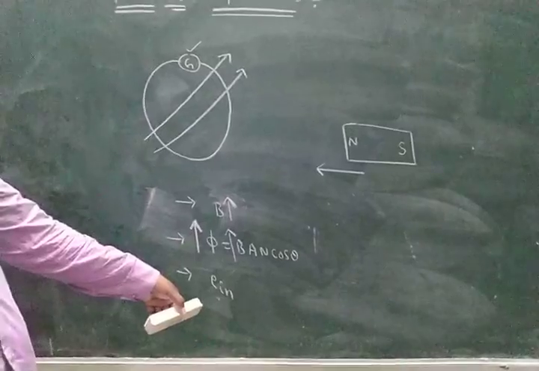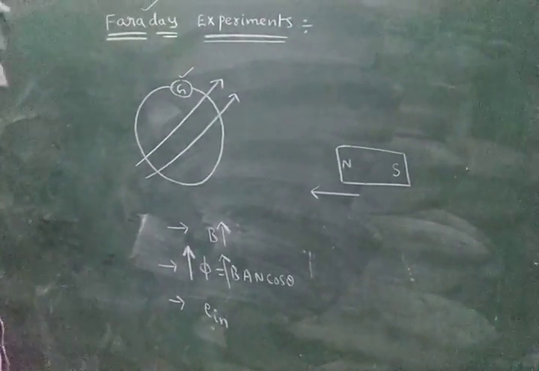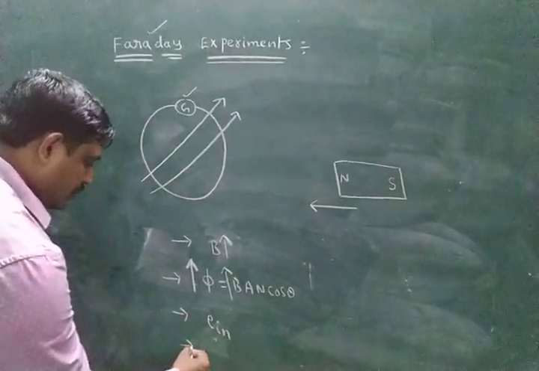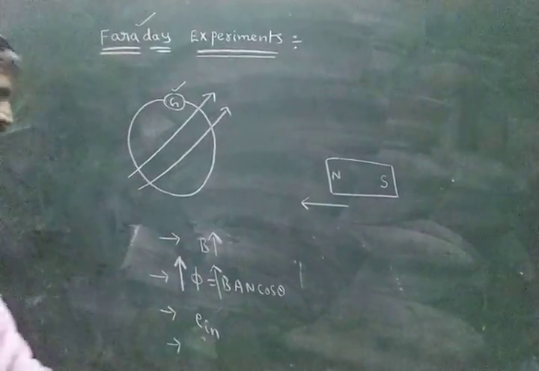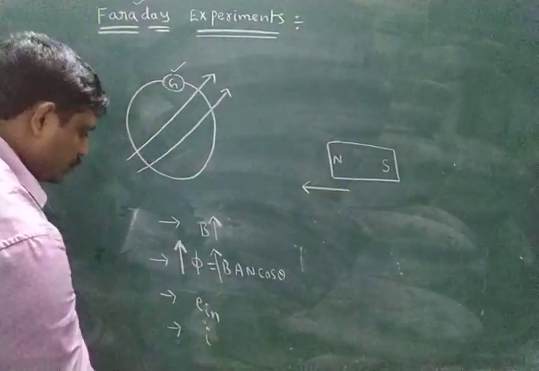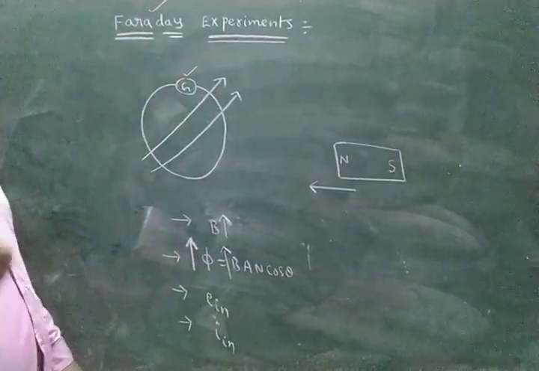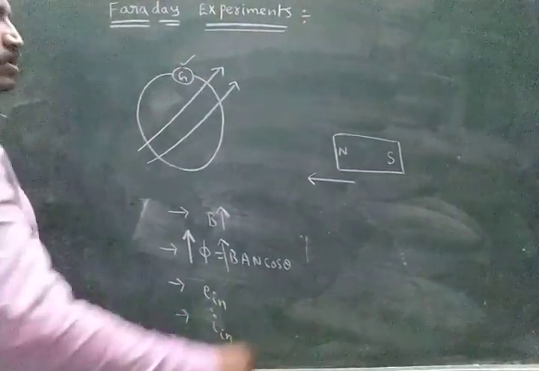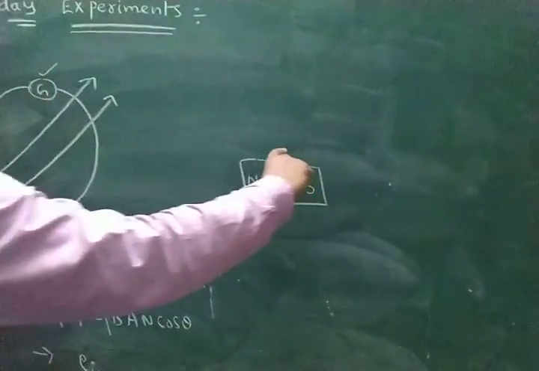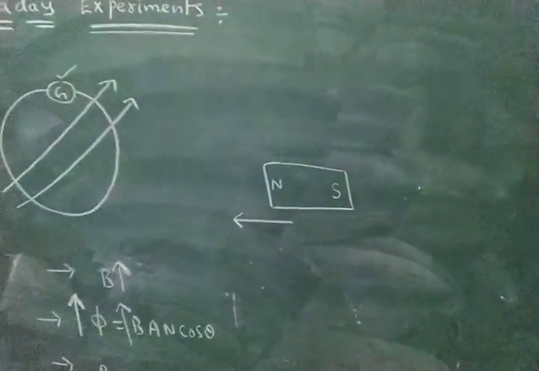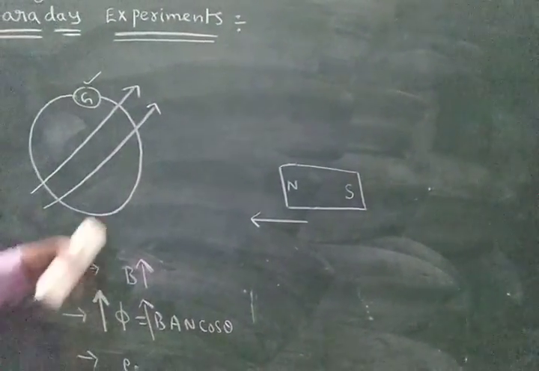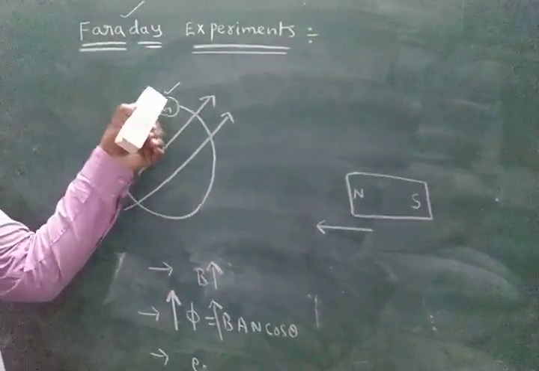Simply, EMF is developed in the coil. EMF is nothing but the potential difference. Because of the potential difference, current is produced in the coil. Once again, repeat the concept. According to Faraday's observation, when the magnet moves towards the coil, the galvanometer deflects.